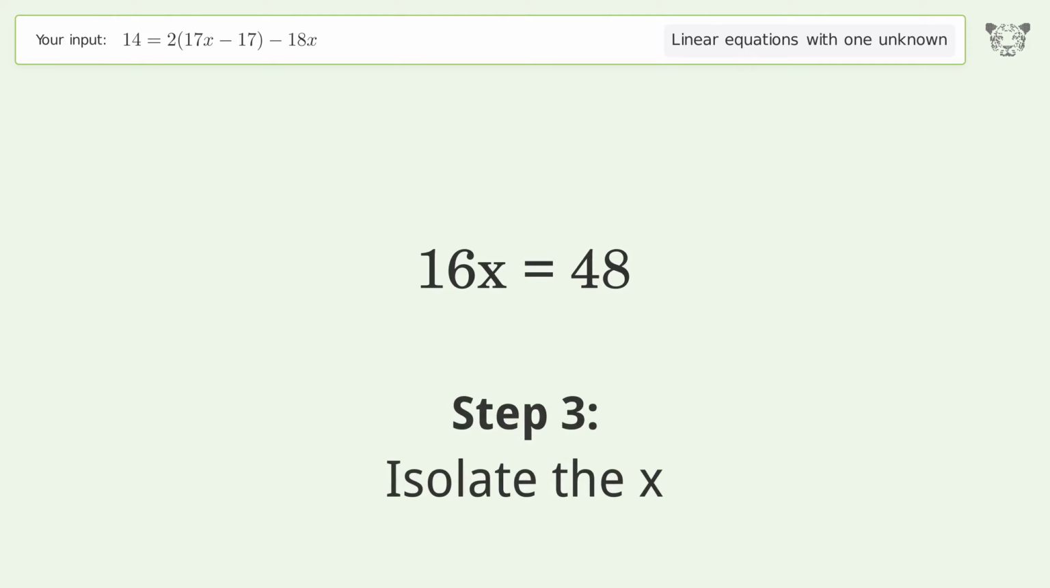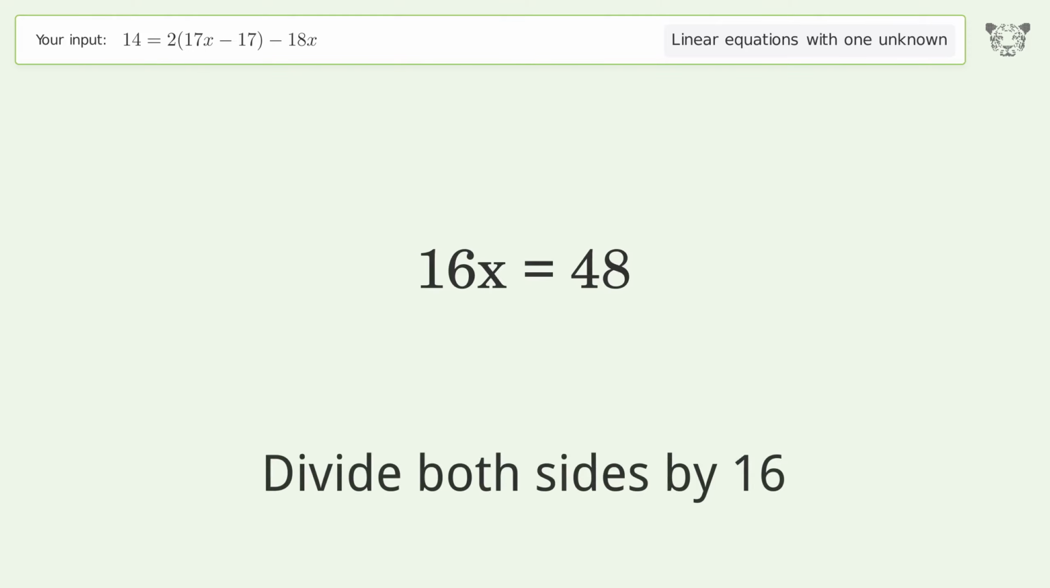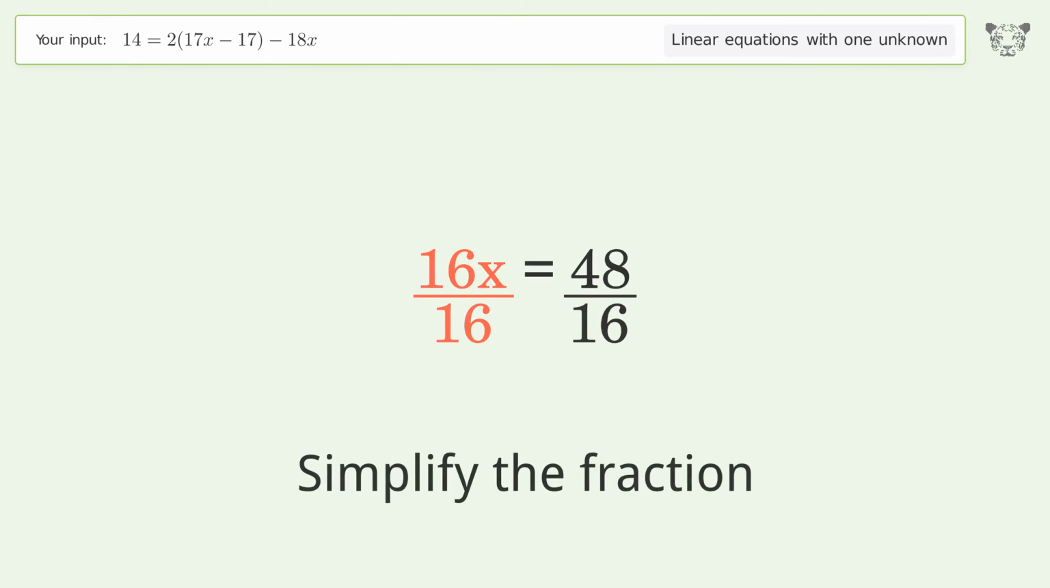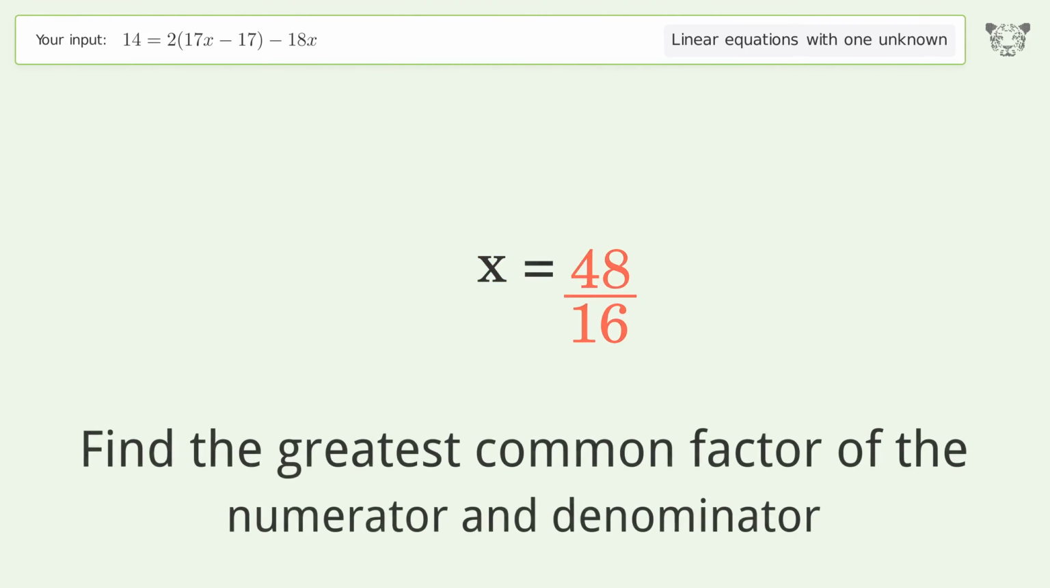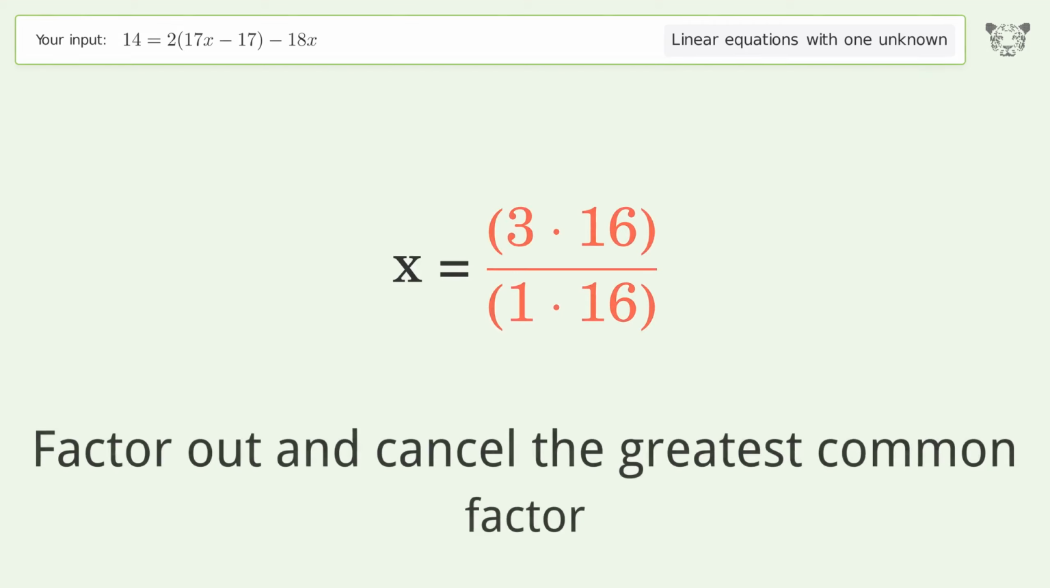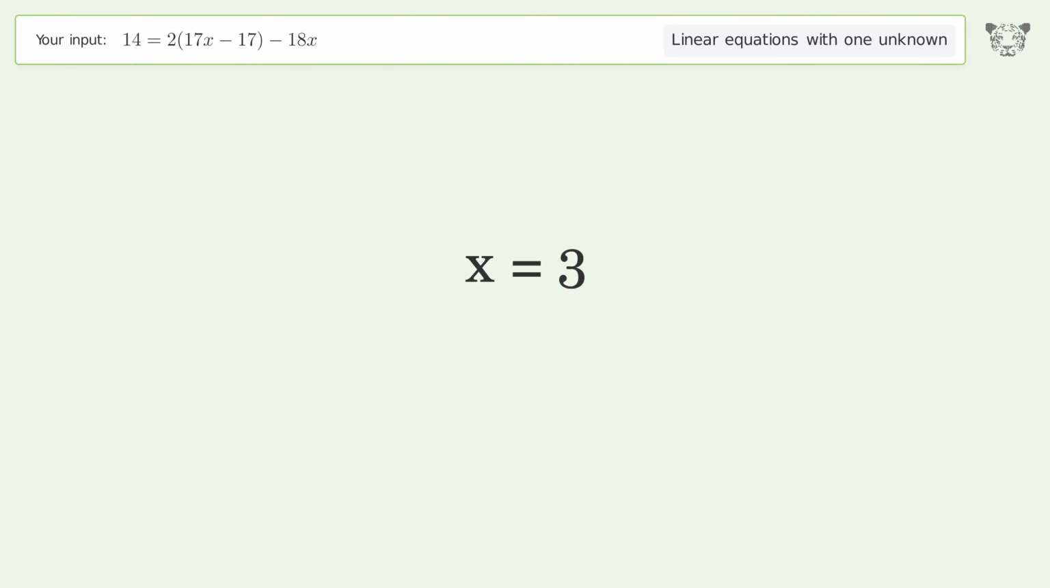Isolate the x. Divide both sides by 16. Simplify the fraction. Find the greatest common factor of the numerator and denominator. Factor out and cancel the greatest common factor. And so the final result is x equals 3.